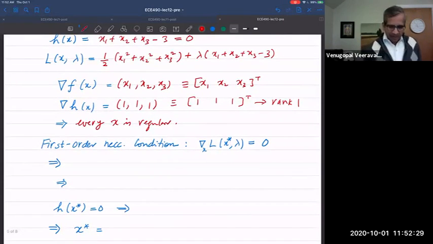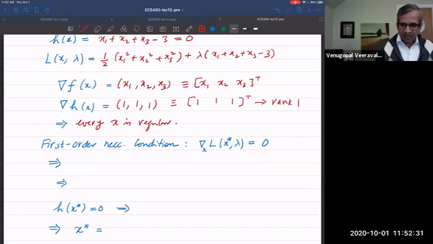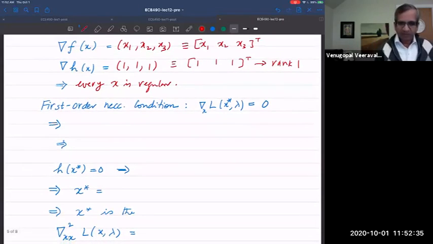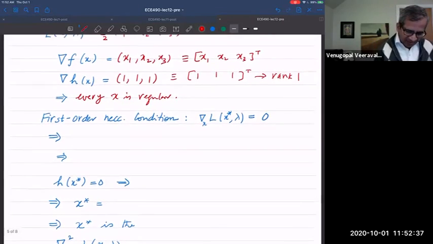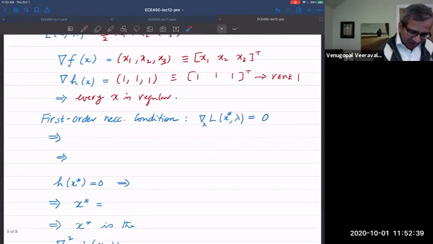Okay, let's look at the first order necessary condition by setting the gradient of the Lagrangian to 0. So I'm taking a linear combination of this and setting it equal to 0. There's only one lambda to consider. So the first component will tell me that x1 star plus lambda is 0.